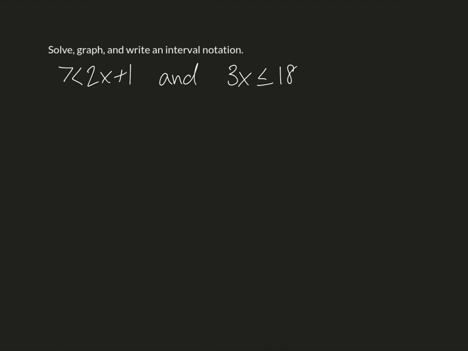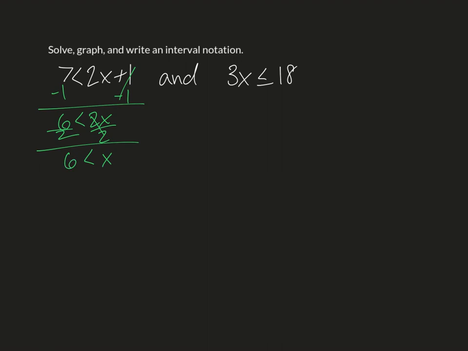To isolate x, I'm going to do the one on the left first. I have 7 is less than 2x plus 1. I'm going to subtract 1 on both sides. I get 6 is less than 2x. Dividing by 2 on both sides. Remember, I'm just dividing by a positive 2, so I do not flip the sign.